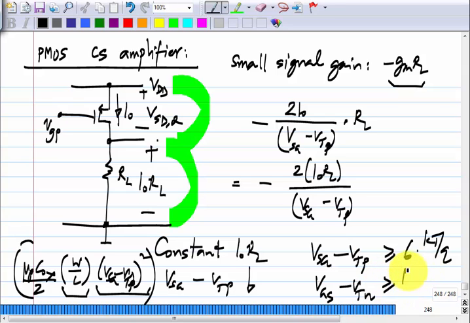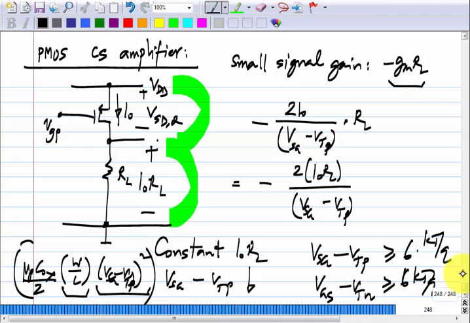How much is the thermal voltage? 25 millivolts, roughly speaking. So if you have VSG minus VTP, the overdrive, below 150 millivolts or so, the model that we have just does not work at all. In fact, ID versus VGS characteristics becomes closer to an exponential and so on. So we have to have a minimum of 150 or 200 millivolts of overdrive. So VSG minus VTP is also limited.